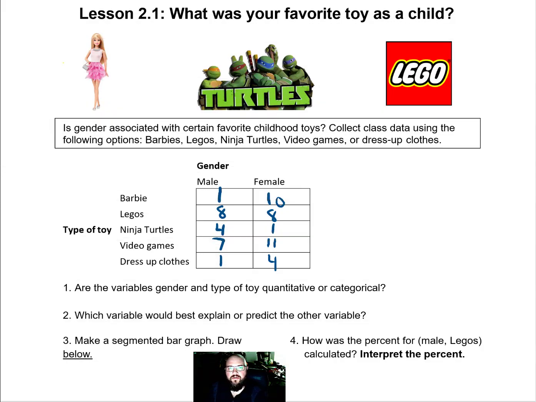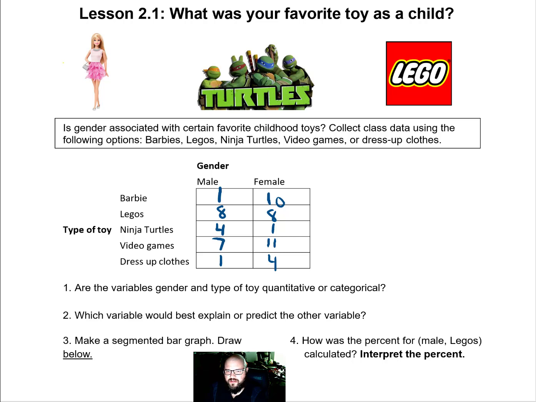Alright guys, so we're going to handle 2.1 today, which is relationships between two categorical variables. The data I have here is from a previous class that I've taught, and we broke the class up into male and female categories, and then talked about the type of toy that they liked out of these 5 choices here, okay? So we have our Barbie, Legos, Ninja Turtles, video games, and dress-up clothes, okay? So that's what we calculated as far as getting our data.